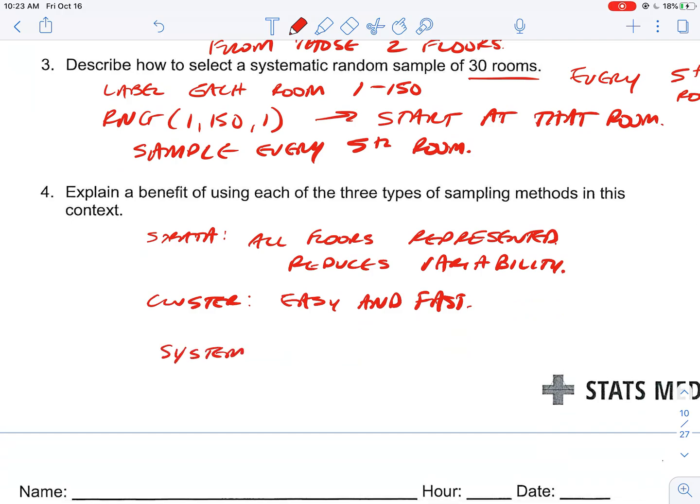And the benefit of the systematic is all floors are represented. Okay, and you don't necessarily have to label every single room, although we said in the description, right, you label every room up to the point that you have that random number. So if it's the 47th room, you have to count out to the 47th, and then you do every 5th one from there. But you do have every floor represented because eventually you have to have every 5th one, which is going to lead you to having some on every single floor.